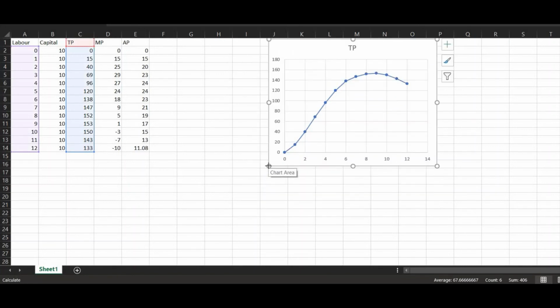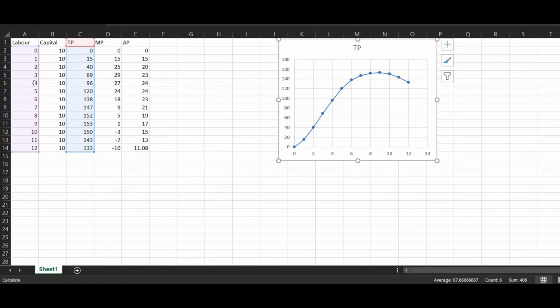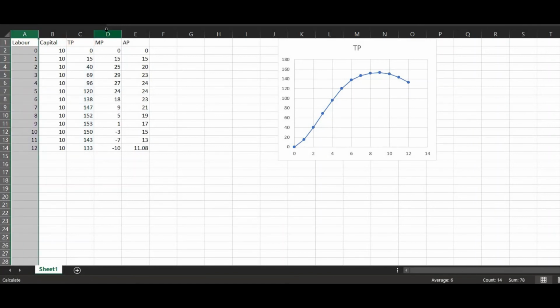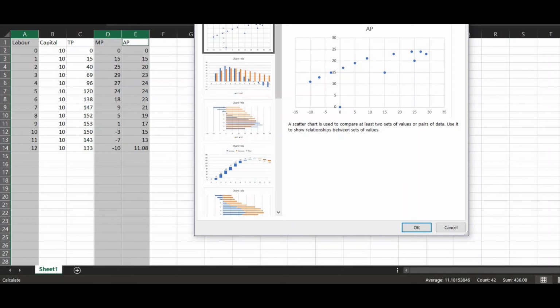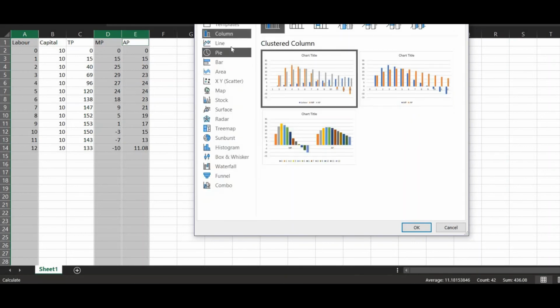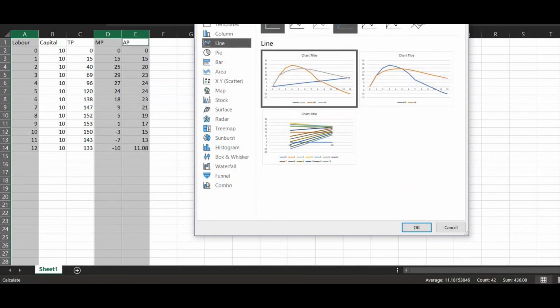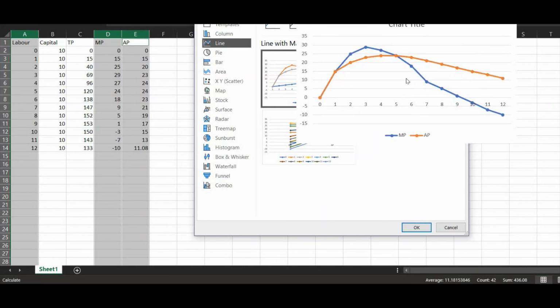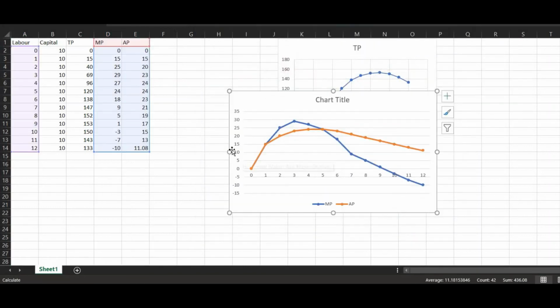But now we are going to compare the labor with the marginal product and the average product, and we will see what happens here. So again we are going to insert a line graph, this one. This graph again is showing you something else.